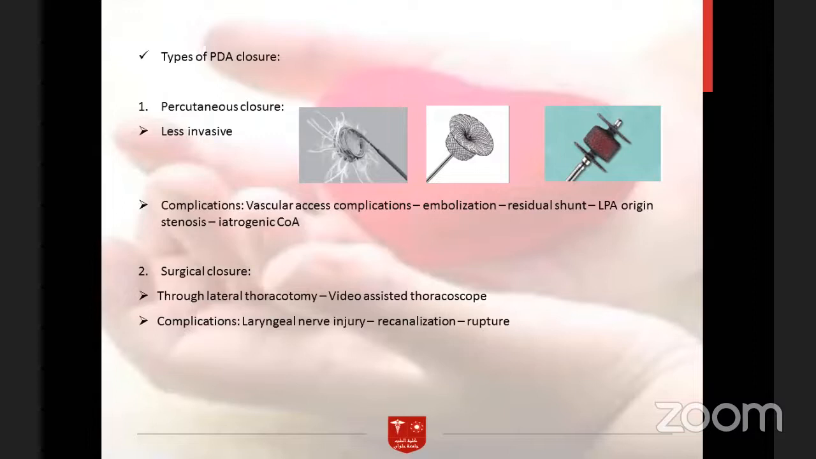The second choice is the surgical closure, and as Dr. Haytham mentioned, it could be either through lateral thoracotomy or video-assisted thoracoscope. We have both the ligation and the division techniques, and the complications are recurrent laryngeal nerve injury, recanalization, mainly in the ligation technique, and rupture.